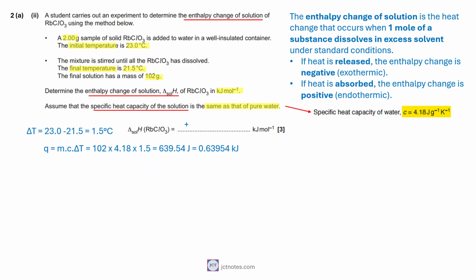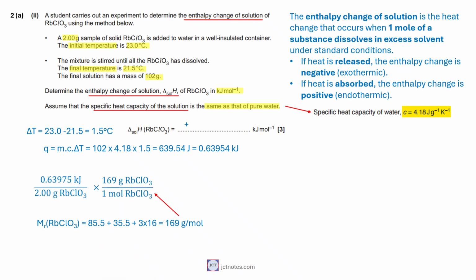These kilojoules come from 2 grams of rubidium chlorate(V), but we need the energy value per mole. Since the relative formula mass of rubidium chlorate is 169 grams per mole, we can calculate the energy change as 54.0113 kilojoules per mole. Rounded to 2 decimal places, this gives 54.0 kilojoules per mole. Don't forget the positive sign.